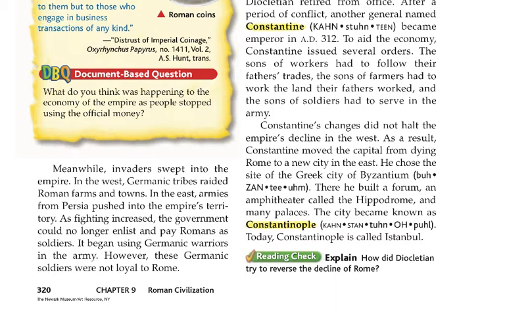Reading check. How did Diocletian try to reverse the decline of Rome?